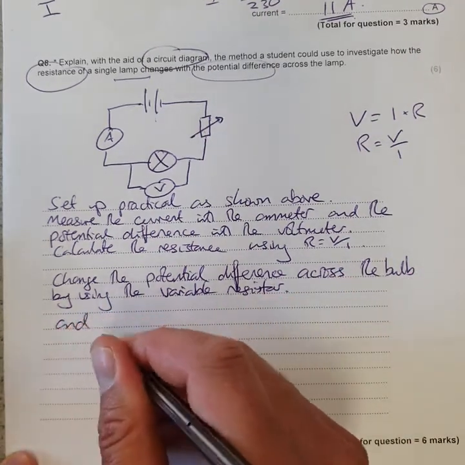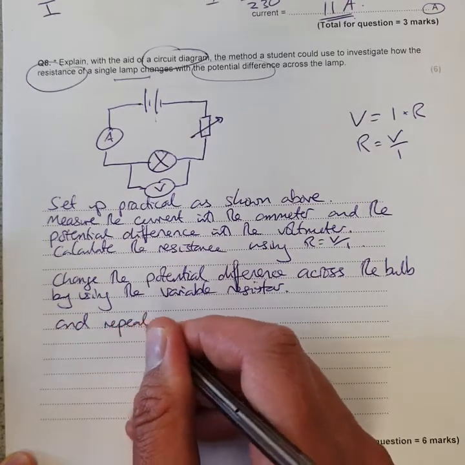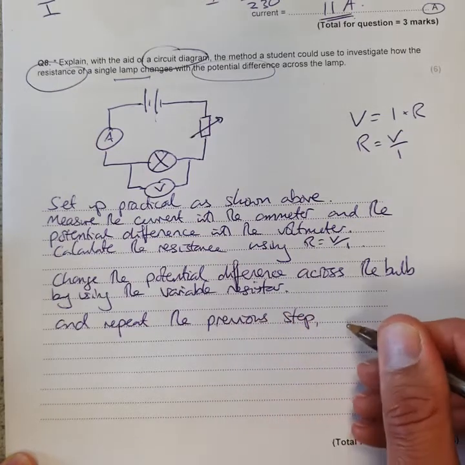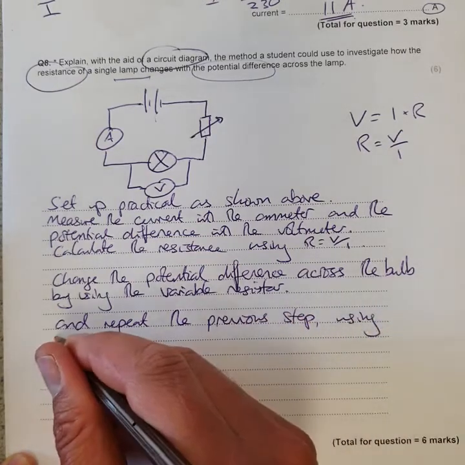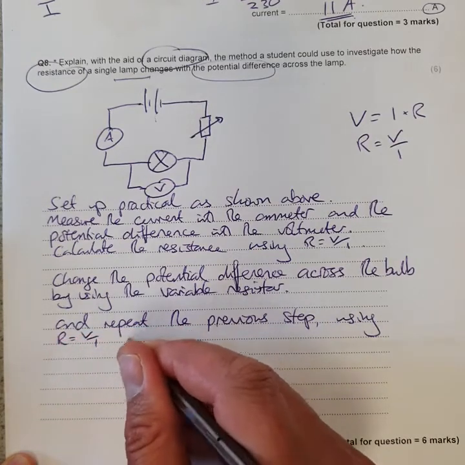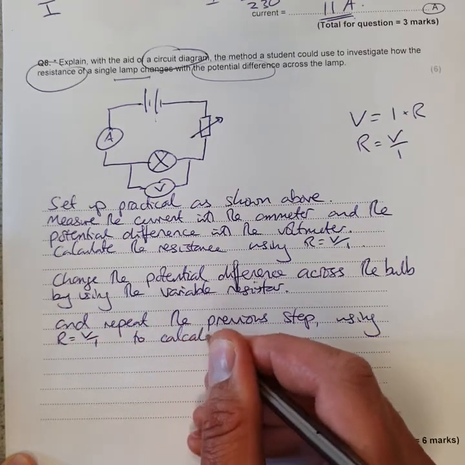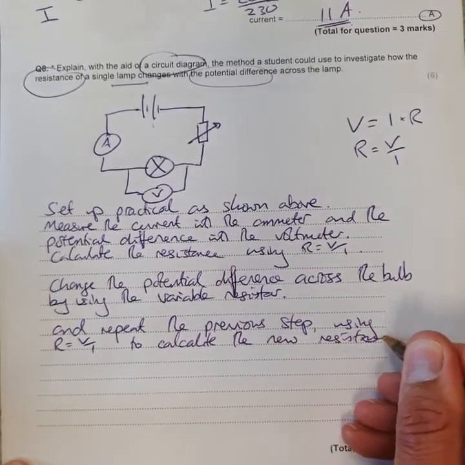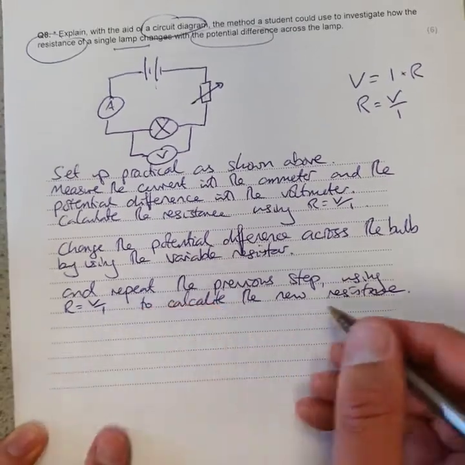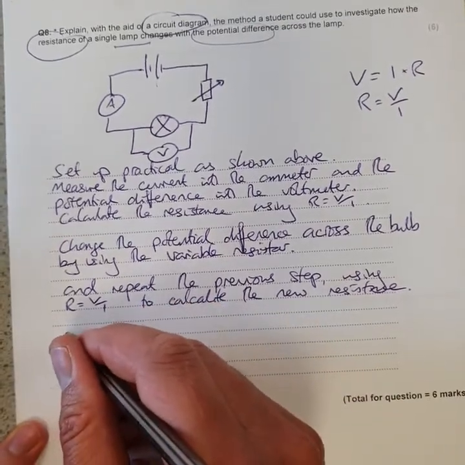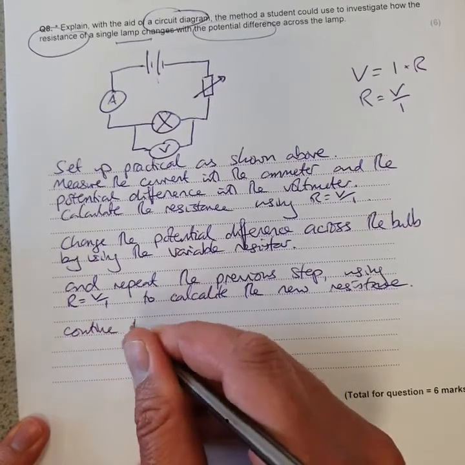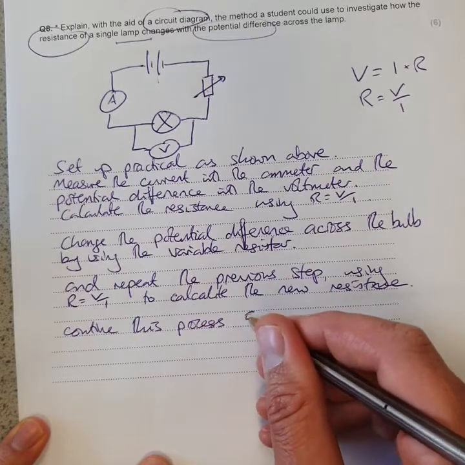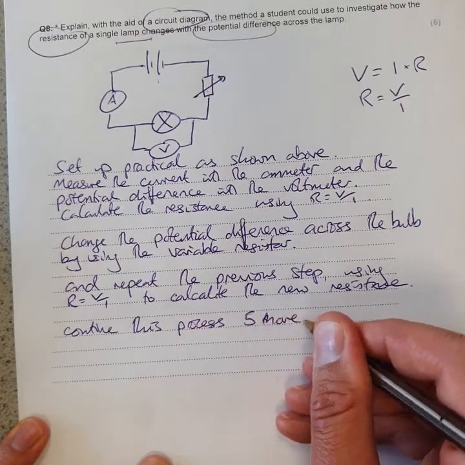Then repeat the previous step, using R equals V over I to calculate the new resistance. And then we could go on to say, continue this process, let's say 5 more times.